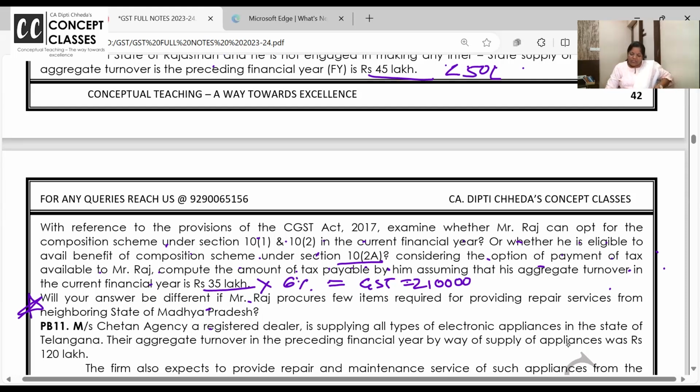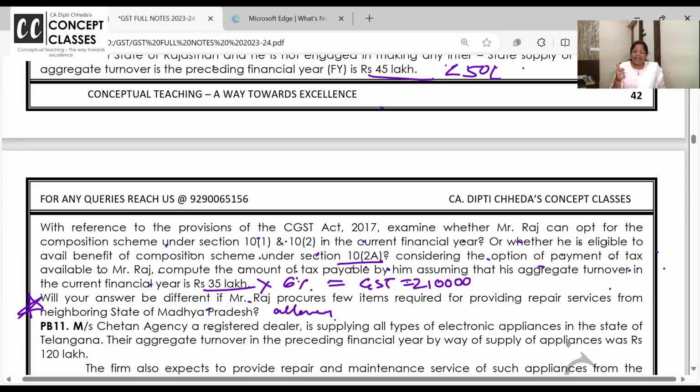Raj is going for composition because his turnover is less than 50 lakhs. He's ready to pay. But he's buying some material for repairing and all interstate. He is allowed. Maybe 10th time in the last 2 hours I've said, interstate purchases is not a problem. Interstate sales, if you make, you cannot go for composition. Within 2-3 states you can. You have one branch in Goa, Goa ka Goa mein sell karo, MP ka MP mein, Maharashtra ka Maharashtra mein, no problem. Goa to MP, gone. You can't go for composition.